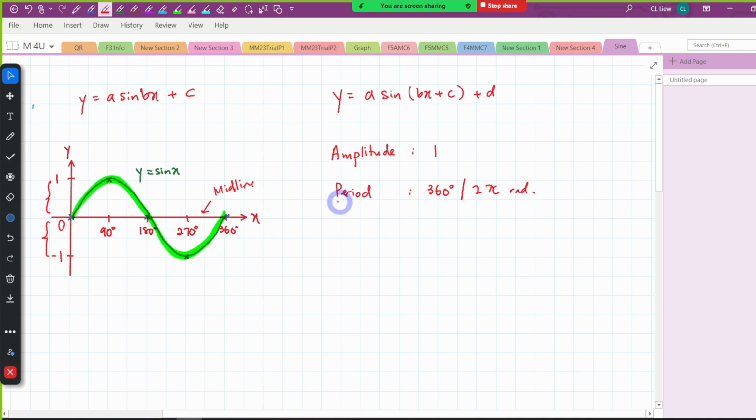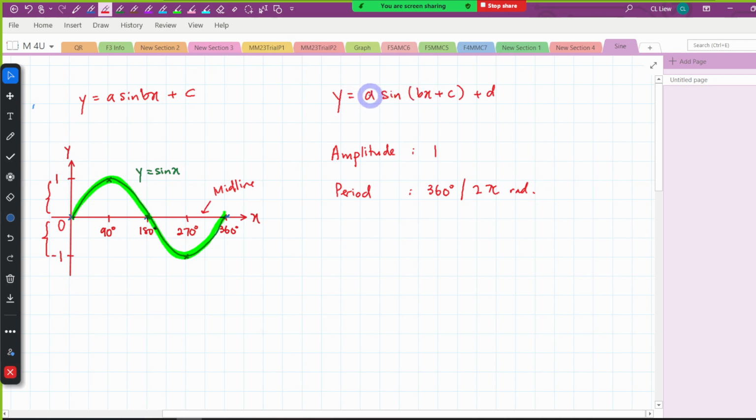In this video, we will focus on this sine graph, y equal to a sine bx plus c. I will share with you how this a, b, c change affect the sine graph. In the future, you will learn about this one. This is not in SPM.